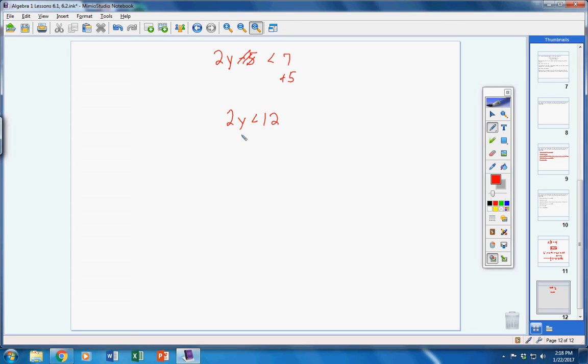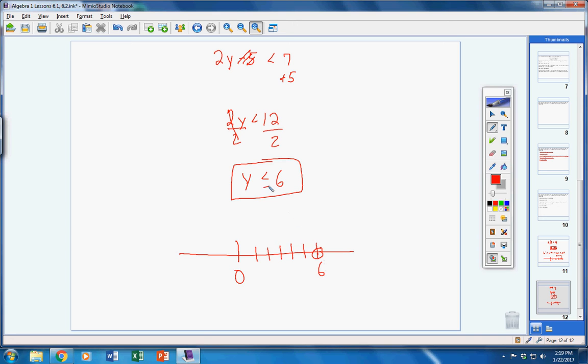Next step, simplify both sides. It's already done. Next step, isolate the variable. Divide by 2. Y is less than 6. There's your answer. Finished. Now if I ask you to graph it, then you put a 0 here. Go over 6 marks. Put a 6. Put your point. Would it be open or closed? Well, there's no equal sign here, so it'd be open. Y is less than 6. So you can go like this if you want to, or you can go like this. Okay, either way's fine, but that would be your answer. Alright, let's try another one.